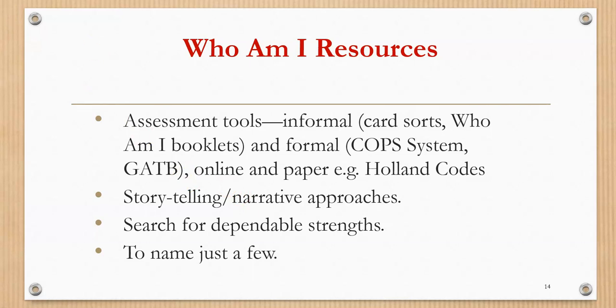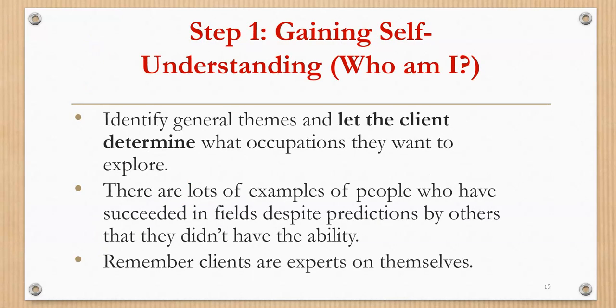One thing I really want to emphasize here, and I really can't emphasize it enough, is how important it is that you do not influence clients towards or away from any occupation. You can share lots of information with them, but you must do so in an objective way. And what your role really is through the Who Am I phase is to identify general themes that seem to emerge in the information, and then let the client determine what occupations they want to explore when you go on to the What's Out There stage.